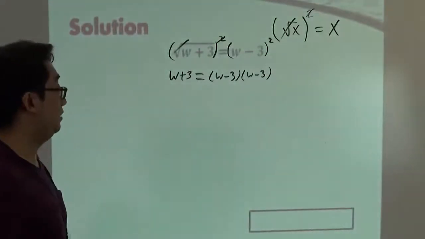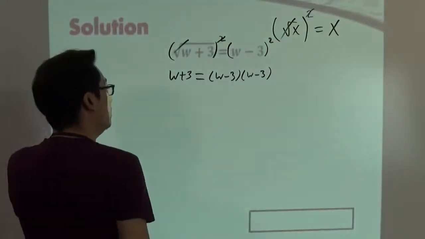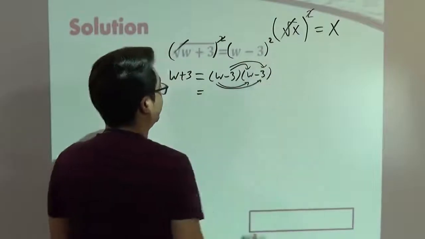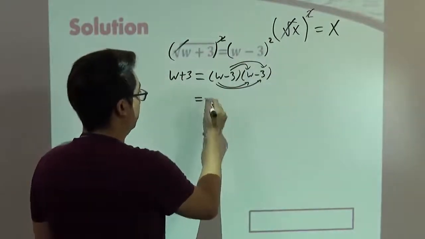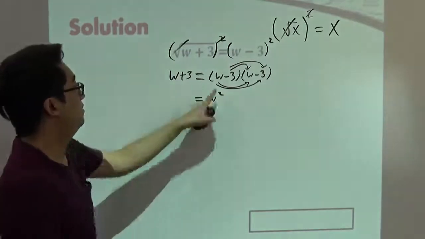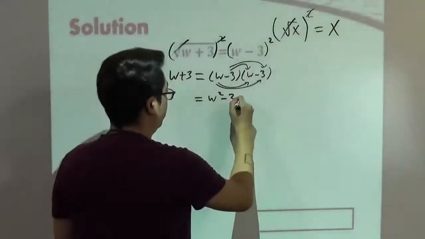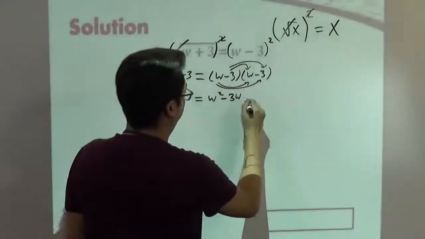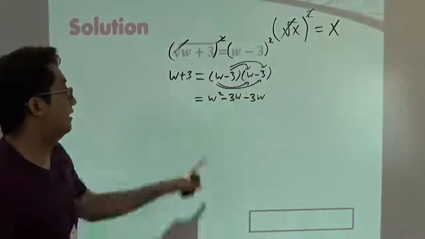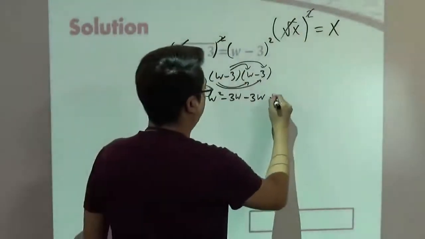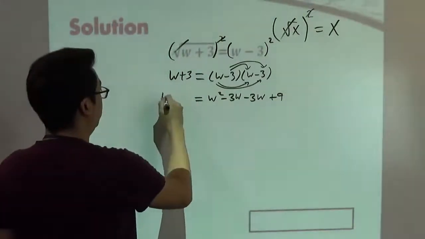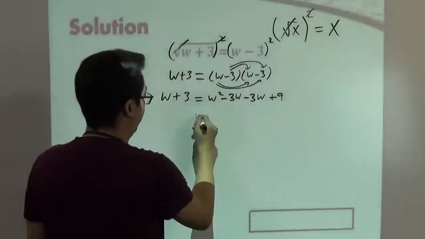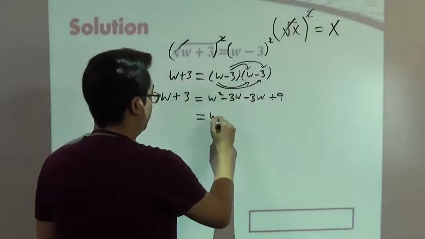So, two parentheses. When you see that, you have to automatically think about foiling. So we foil: first, outer, inside, and last. In the first terms, w times w is w squared. W times negative 3 is negative 3w. Negative 3 times w is negative 3w again. And then negative 3 times negative 3 is a positive 9. Let's rewrite this left side: w plus 3. Okay, I combine like terms. On the right side, I can combine the negative 3w's. That gives me negative 6w.